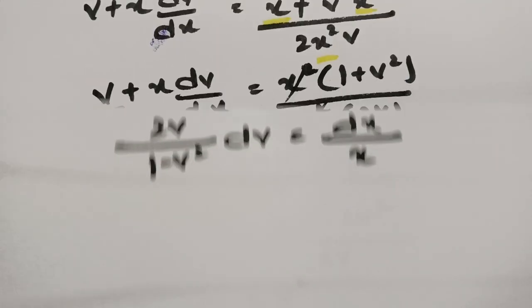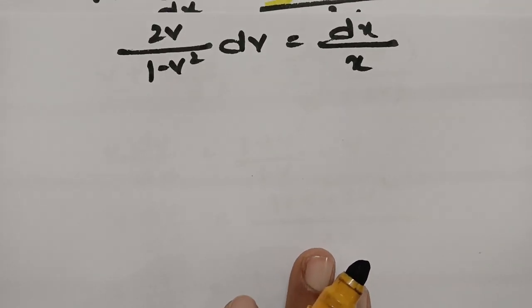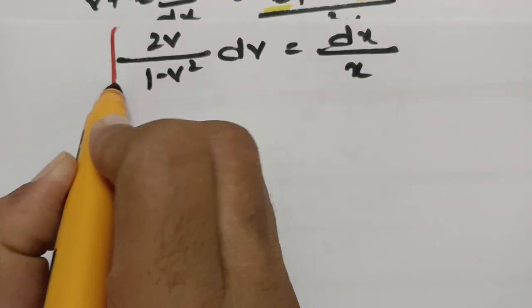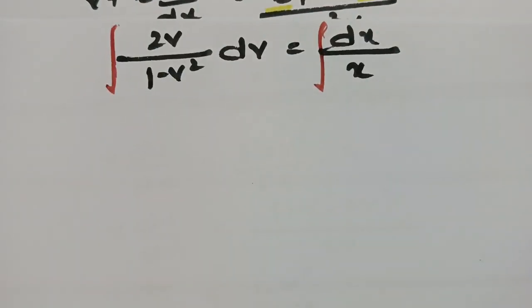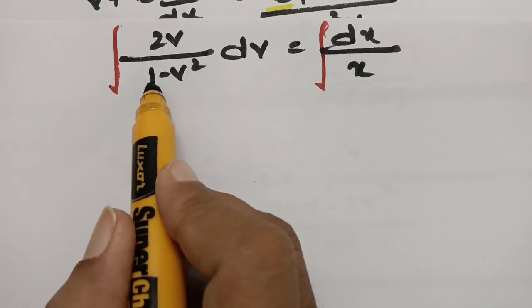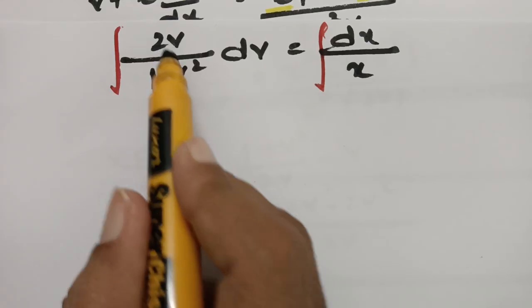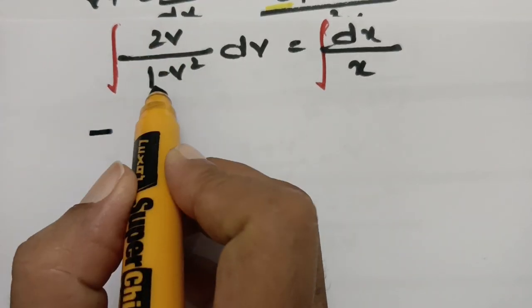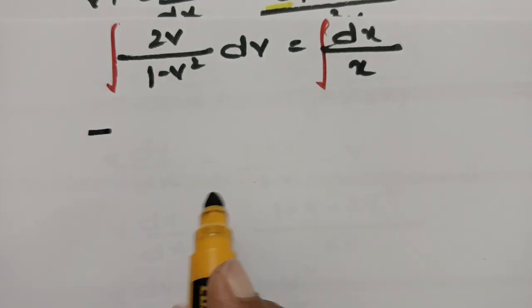So after separating the variables, now I am going to integrate on both sides. If I integrate on both sides, see here, the derivative of 1 is 0, and for v square it is 2v, and there is no minus here. So I am keeping minus. So this is of the form 1 by x into dx.